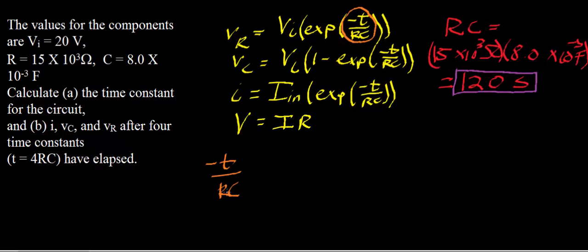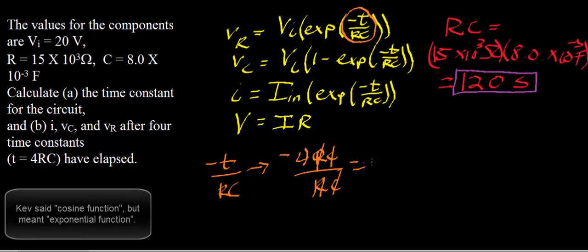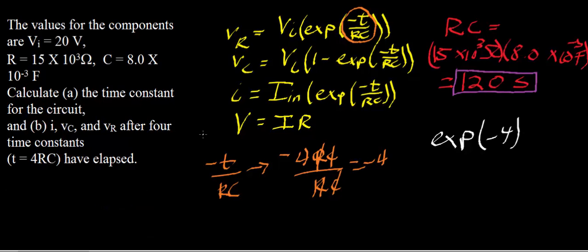At first, you might be tempted to plug in RC equal to 120 seconds in the denominator. But notice that our time is just 4 RC. So let me plug that in, and I get negative, well, time is just 4 RC. My denominator is RC, so notice that the resistance cancels out and the capacitance cancels out, so the argument in my exponential function is just negative 4. That means that in all of these equations, I'm essentially going to have the exponential of negative 4.